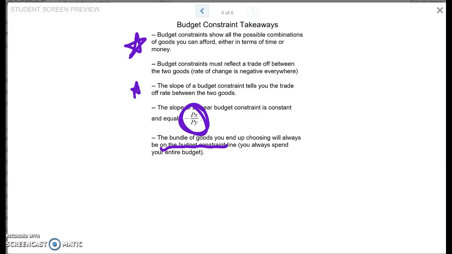In what we do this year, we're not going to be looking at, oh, if I have some money left over, maybe I'll save it or whatever. So you're always going to spend either all your time or all your money to produce goods. So you're always going to end up somewhere along the budget constraint line, not inside of it and not outside of it.